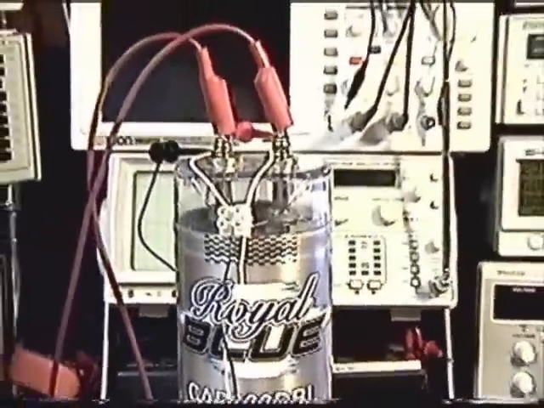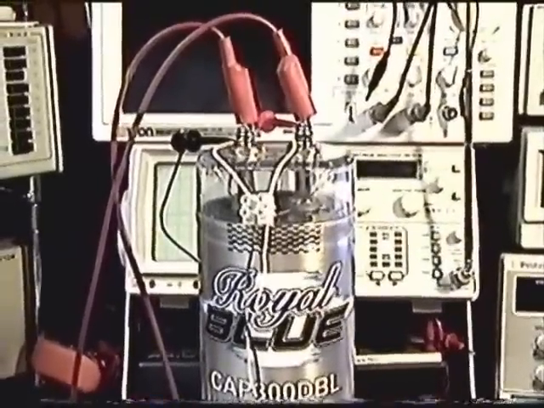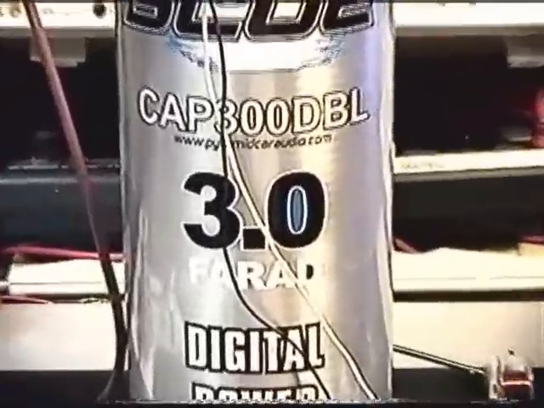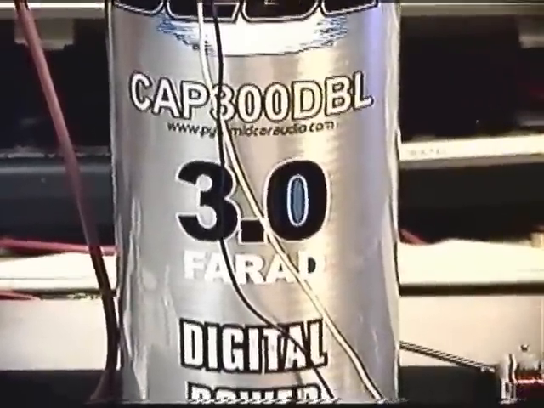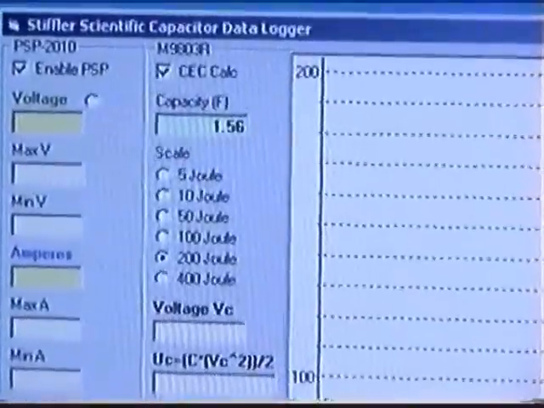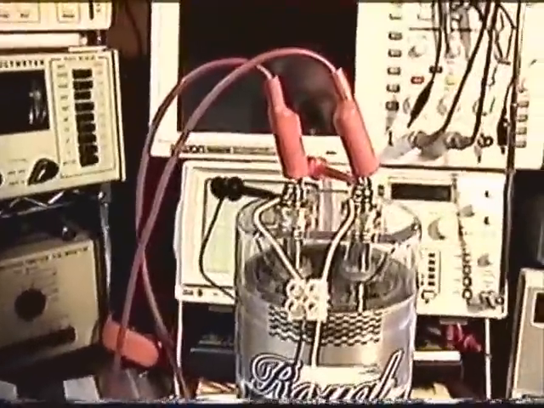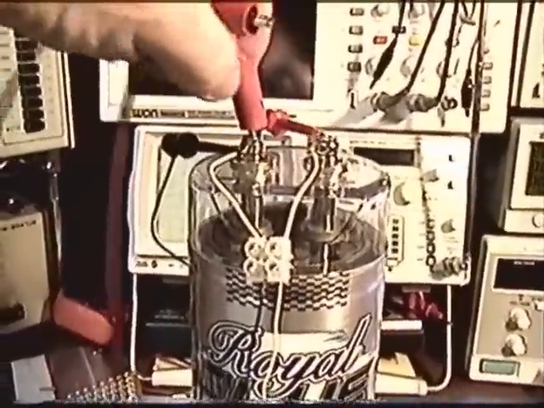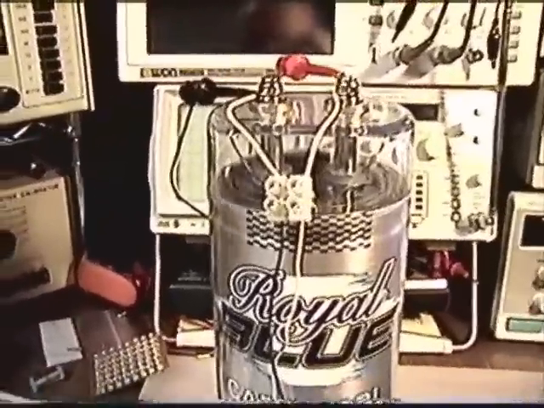It's a brand new design. Here's the large capacitor. I have it shorted out so we ensure we start at 0 voltage. It says it's 3 farads, but I assure you, don't always believe what you read. What we're going to be doing is charging a capacitor that's about 1.56 farads. Okay, I'll go ahead and pull the short off of the capacitor and we can begin the test.